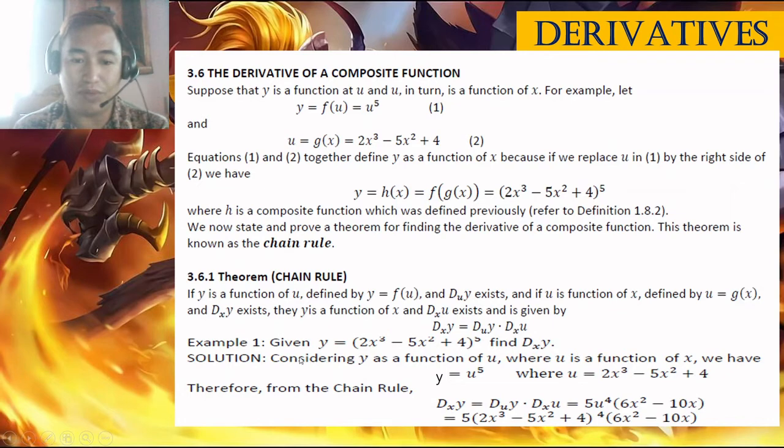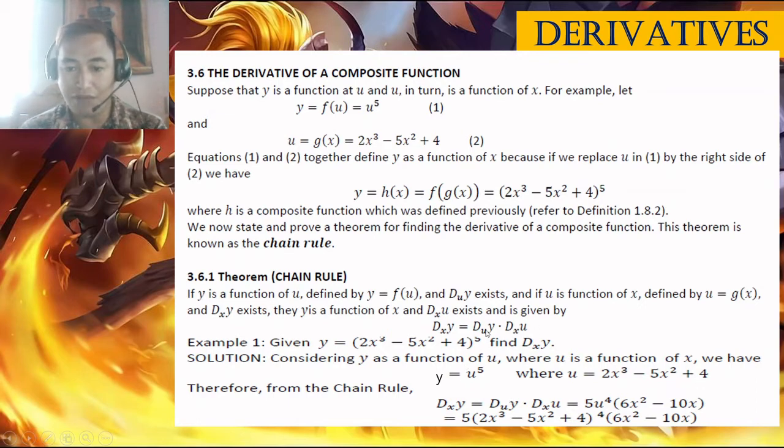So example number 1, given y is equal to 2x cubed minus 5x squared plus 4 to the power of 5, then find dy/dx. Okay, considering y as a function of u, let's write it down. So this would be u to the fifth. Tama, u to the fifth. Then the u is this: u is equal to 2x cubed minus 5x squared plus 4.